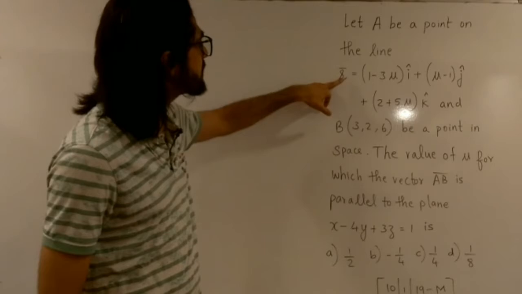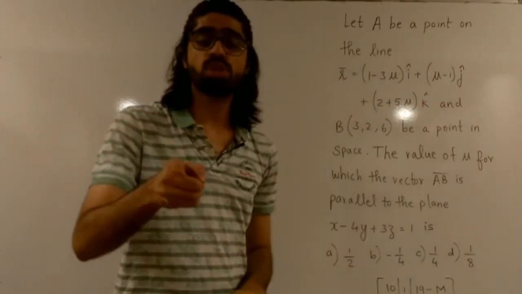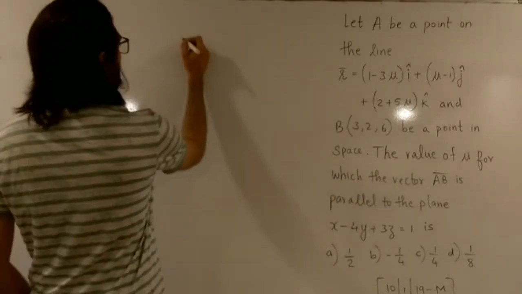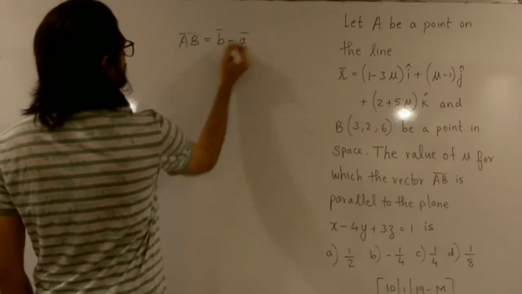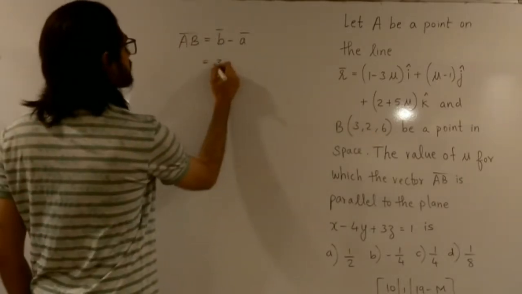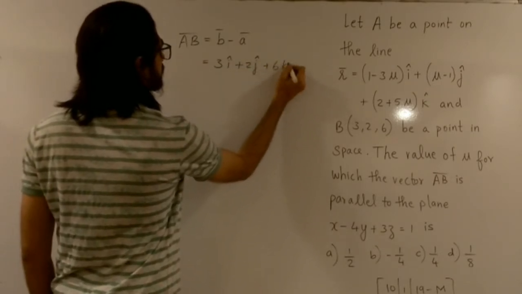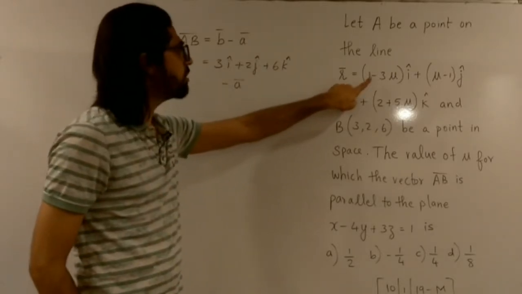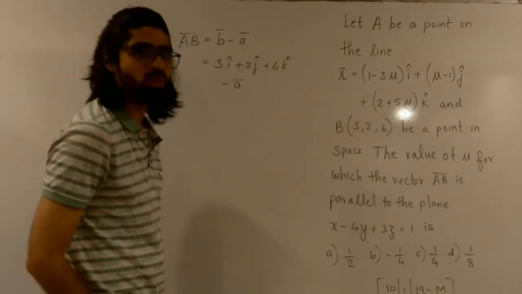So now, like I said, I just replace R bar with A bar, and whatever I have over here is the position vector of my point A. The next thing I wanted was AB bar. Like I said, AB bar will be obtained by taking B bar minus A bar. B bar is 3i, 2j, 6k. Minus A bar is going to be this vector only. So A bar will be 1 minus 3 mu into I cap, mu minus 1 j cap, and 2 plus 5 mu into k cap.